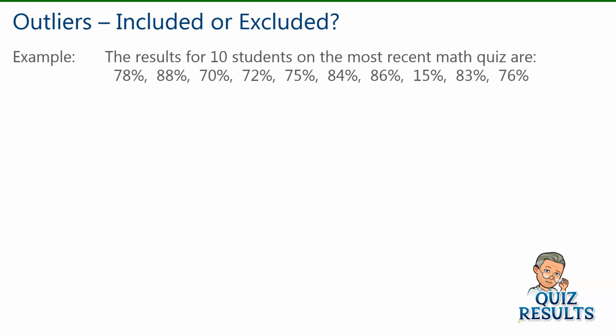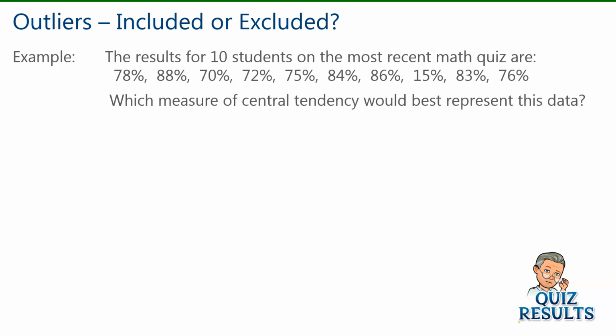Here are the results for 10 students on the most recent math quiz. We have 78%, 88, 70, 72, 75, 84, 86, 15, 83, and 76. The question we will ultimately answer: which measure of central tendency would best represent this data?